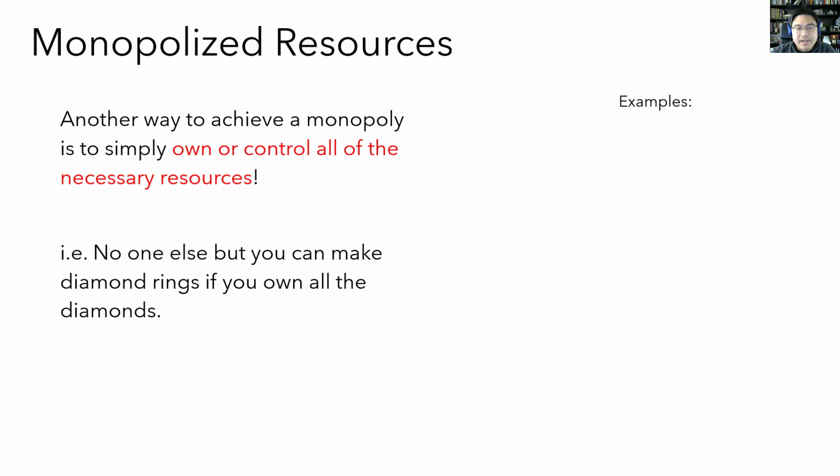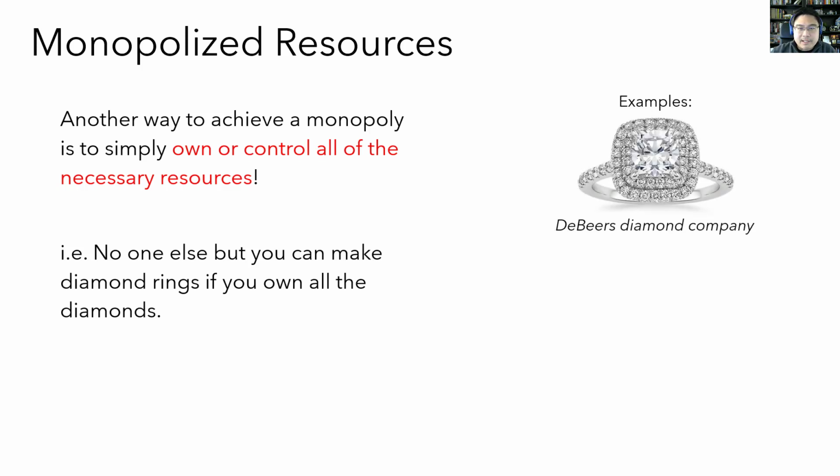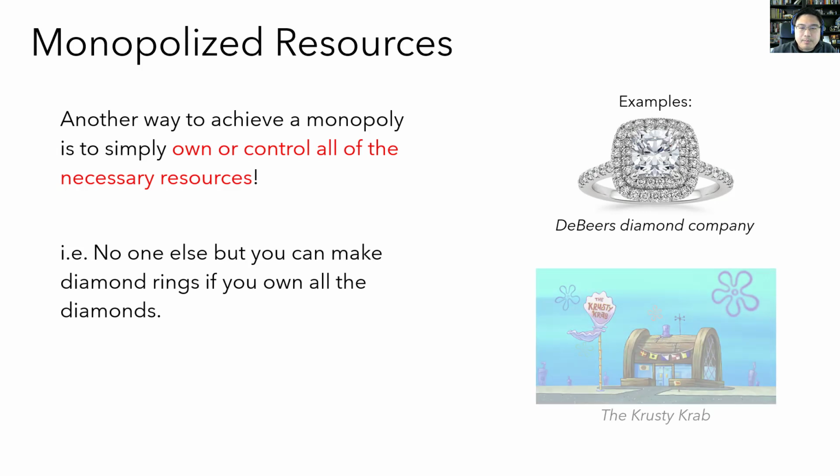Now, this actually kind of happened in real life. At its peak in the early 1900s, the De Beers Diamond Company was estimated to have controlled almost 90% of the world's diamond supply. And it also happened in the real-life town of Bikini Bottom, where a restaurant known as the Krusty Krab was able to monopolize the town's fast food industry by being the sole owner of the Krabby Patty secret formula.